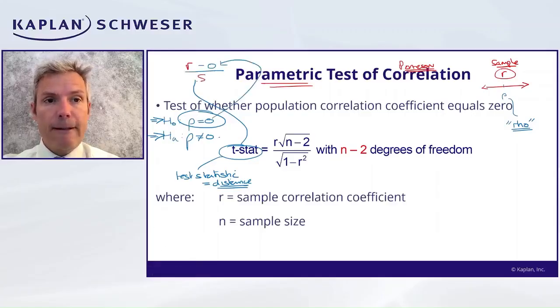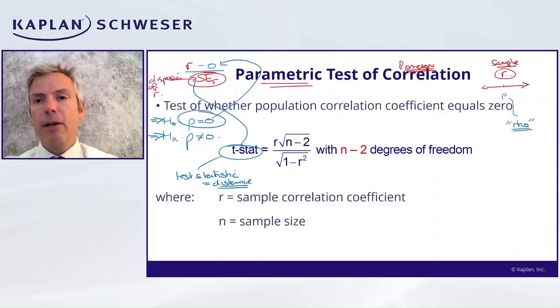Now, just remember, the standard error of a sample statistic is just its dispersion. That's just the volatility or the dispersion of your sample correlation coefficient. It's how widely dispersed it is around the true correlation coefficient rho.